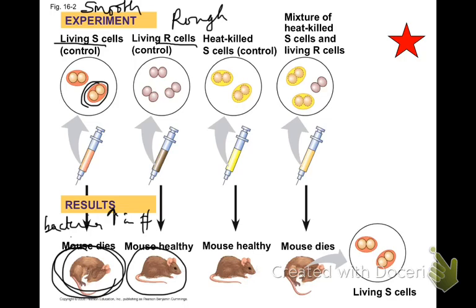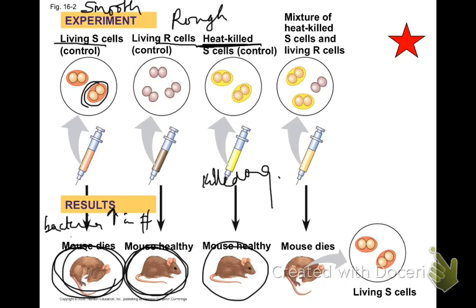On the other hand, the rough strain was contained by the immune system of this mouse, and the mouse was healthy and it lived. Okay, then he took a test tube of the smooth strain and heated it up. That means he killed the organisms, and then he put it inside the mouse, and the mouse lived. This means there was nothing alive in it that could escape the WBCs and set up an infection, the way it happened in situation 1.